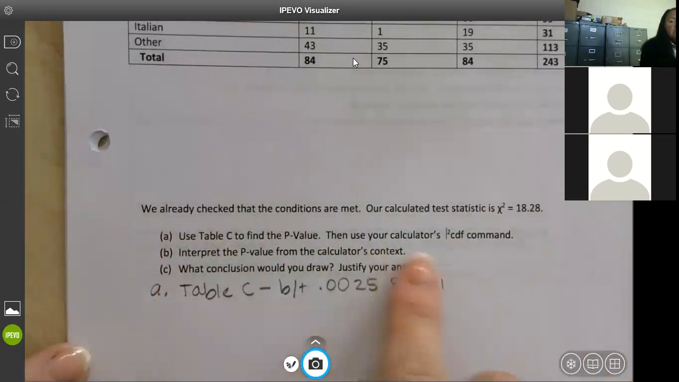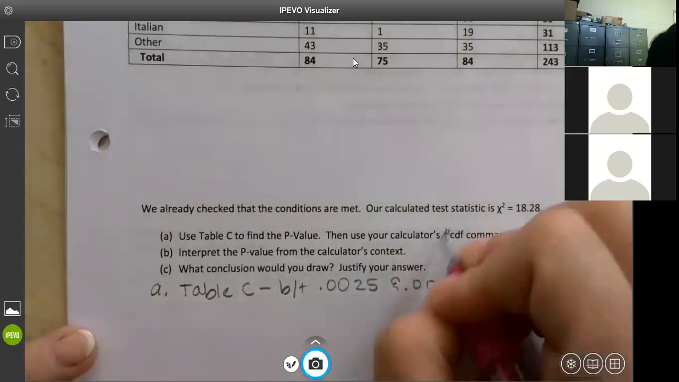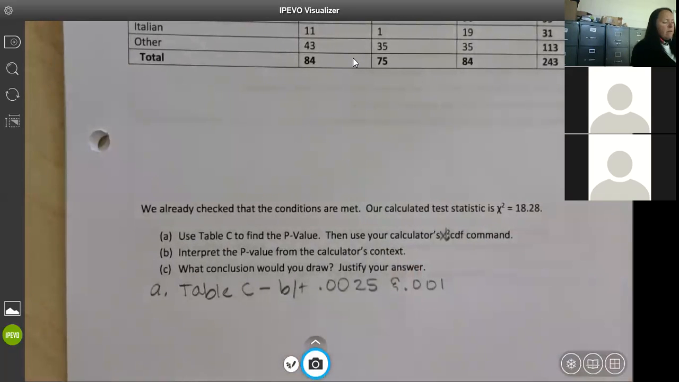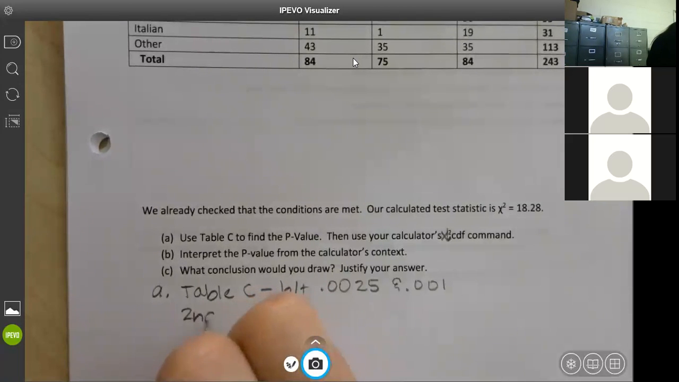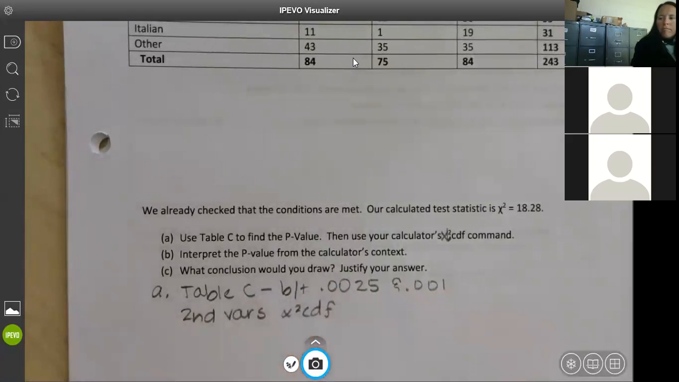But then look at the second part. It says use your calculators, and this should say chi-squared CDF command. So how do I do that? Where's that at? Where's every other CDF command? Not just bars, but second bars. Right.